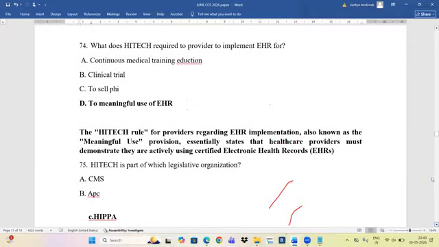Next concept, HITECH. We discussed it, right? HITECH requires providers to implement EHR. What does HITECH require providers to implement? The meaningful use of EHR. HITECH was part of which legislation? HITECH is also a part of HIPAA. It provides the guidelines for providers to maintain EHR documents and adopt the EHR system.